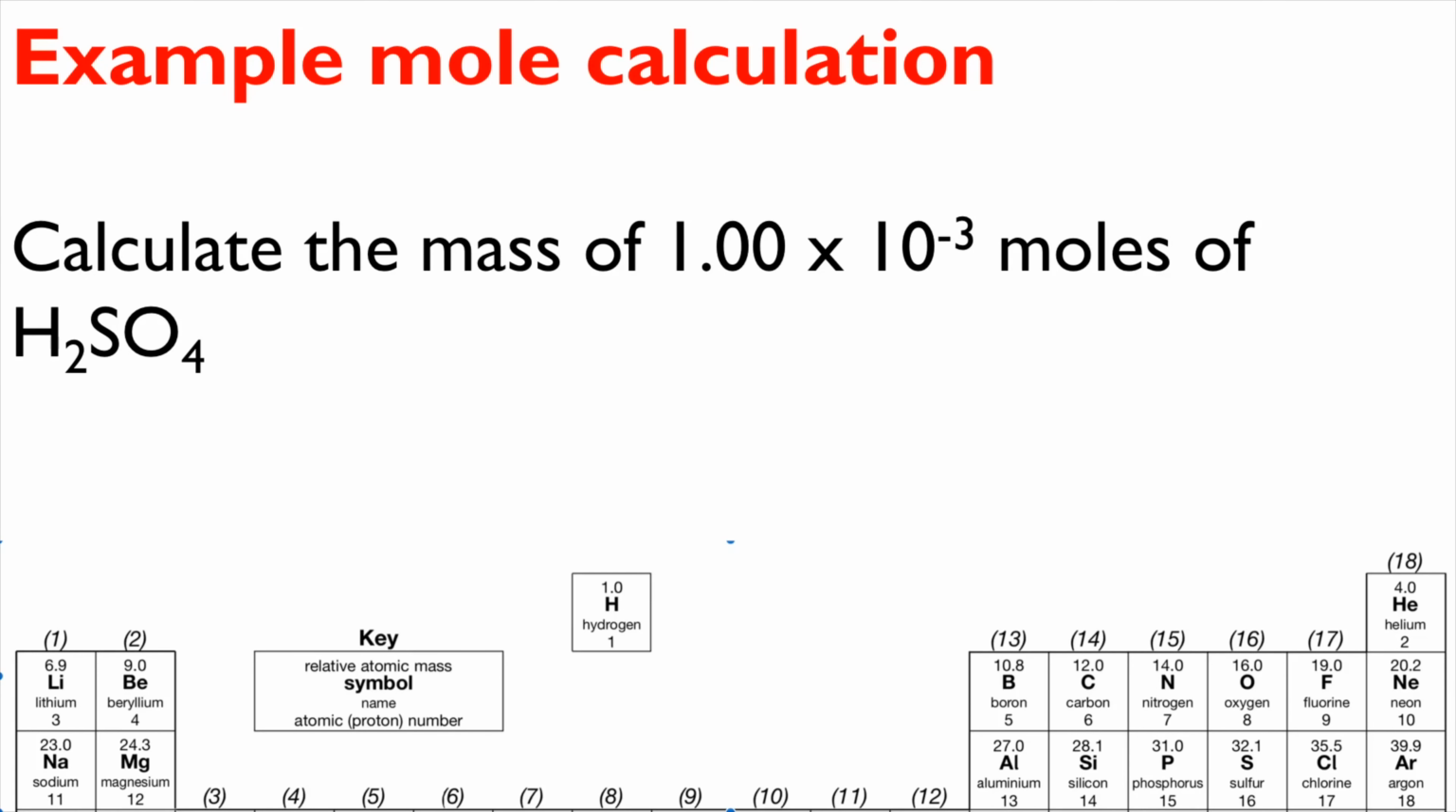Example mole calculation 2. Calculate the mass of 1 times 10 to the -3 moles of H2SO4. So the first thing again is we need to work out the relative formula mass of H2SO4.